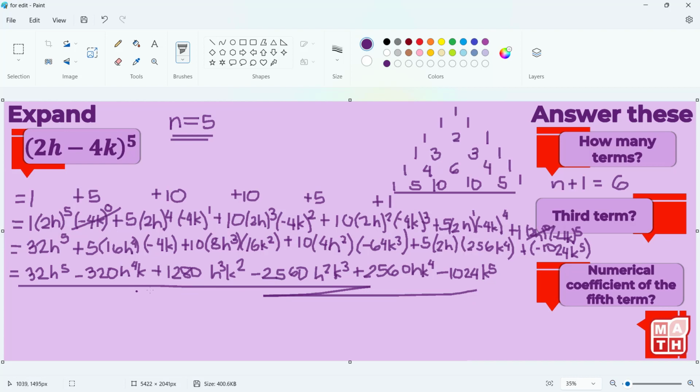For the third term, here's our answer. So the entire third term is 1280 h cubed k squared. And for the numerical coefficient of the fifth term, 1, 2, 3, 4, and 5 here, you have 2560. See, we can only answer questions like this once we're done, but we need to do it step by step. And we use Pascal's triangle here. It only has our exponentiations. So please be guided with that.